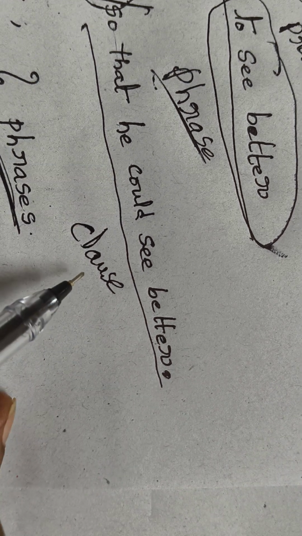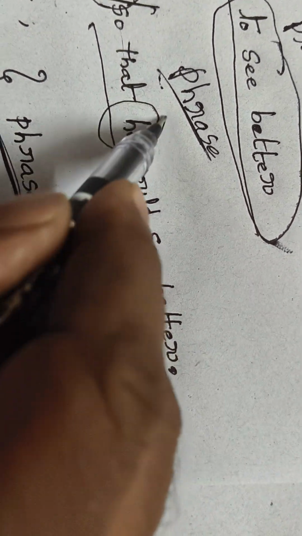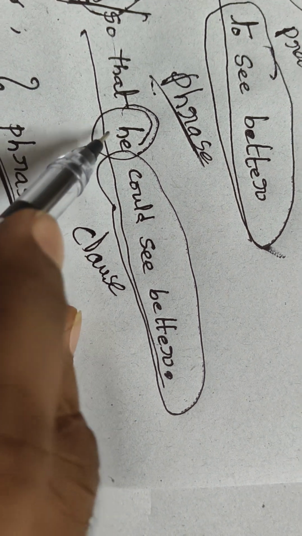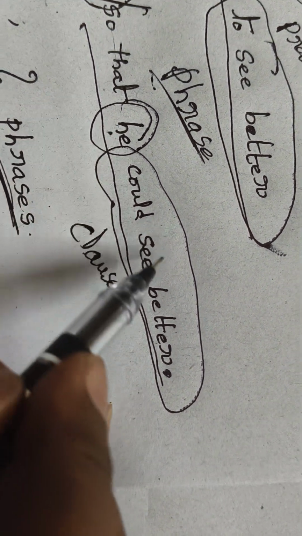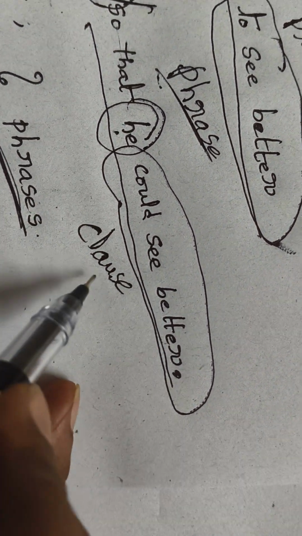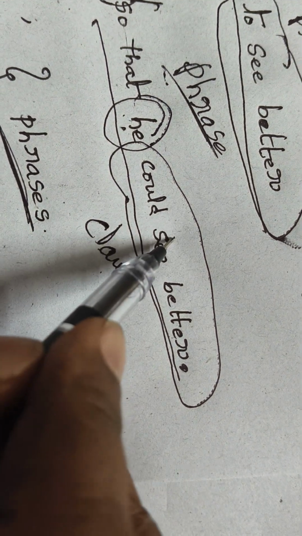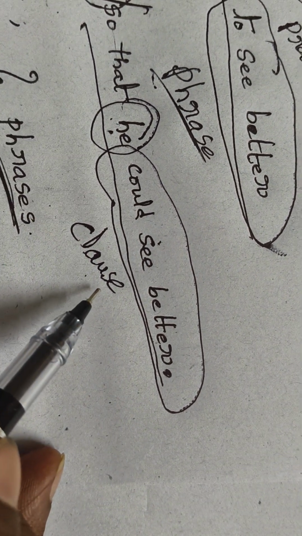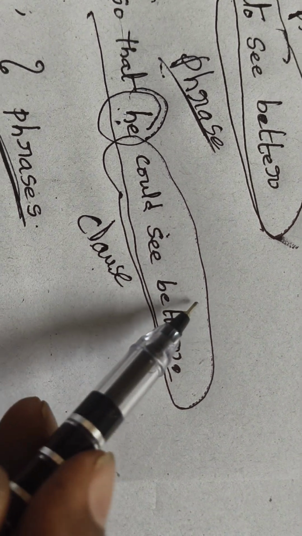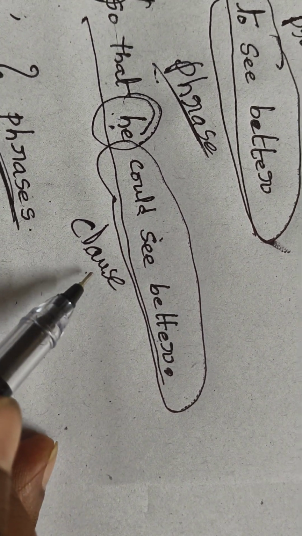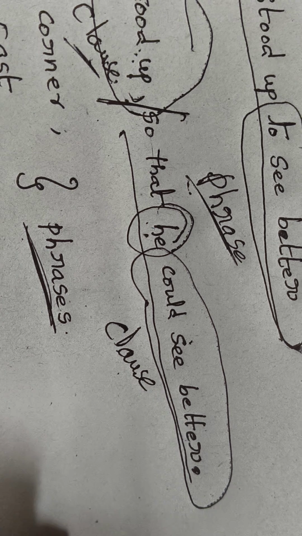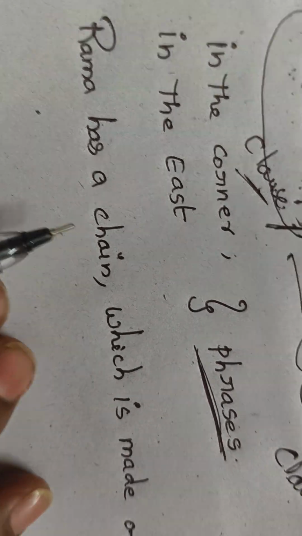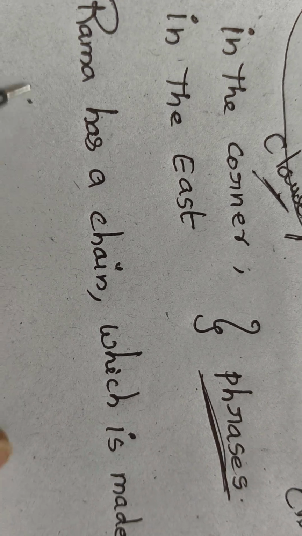It is also a clause because it contains a subject and the remaining part is the predicate. Though it contains subject and predicate, because it does not start with a capital letter, we can't say that it is a sentence, but we can say that it is a clause. Children, understand? Clause. Okay.